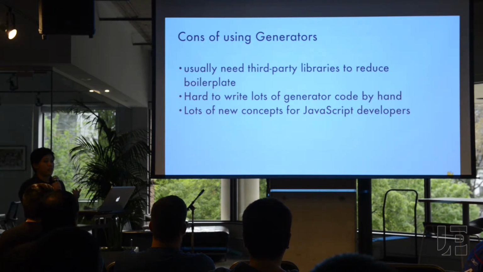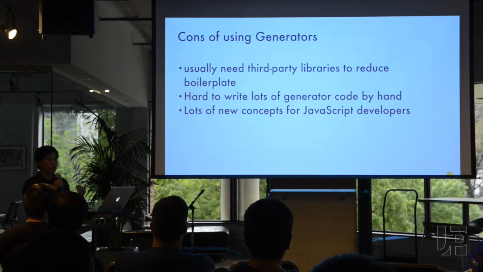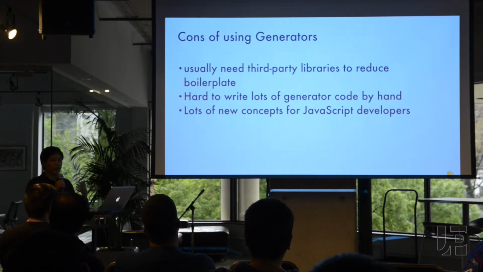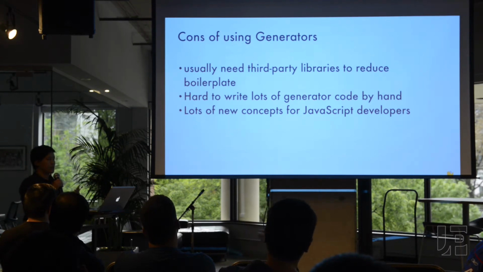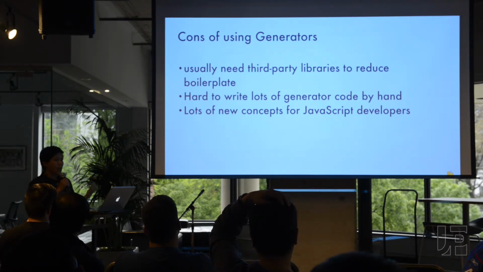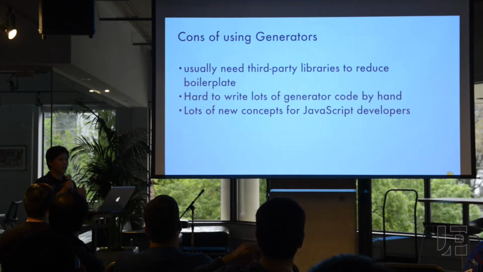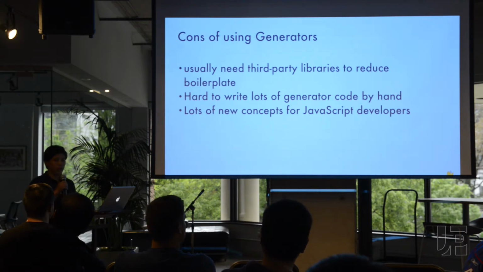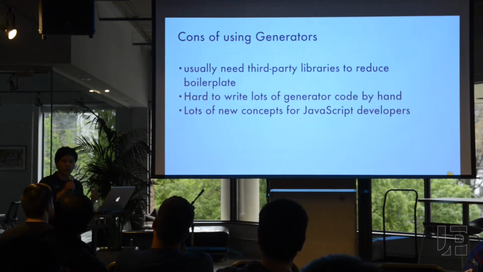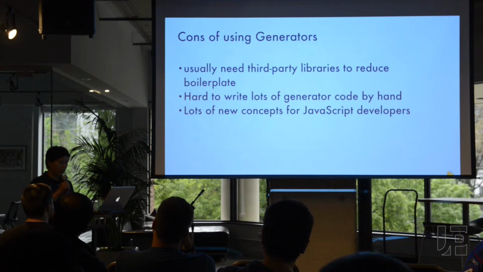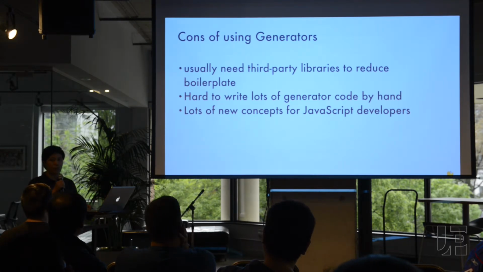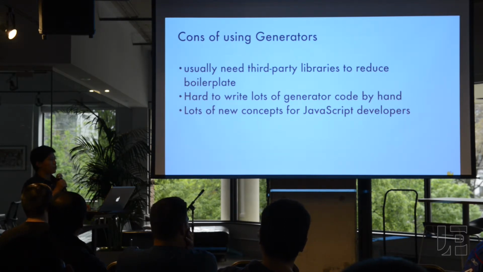The cons of using generators is that most of the time you don't use generators without third-party code. So I think a lot of people look at learning generators and they're like, I'm not really sure I can use this. And the answer to that is most people don't use it without a library to help them use it. The other downside is that it's a lot of new concepts if you're a traditional JavaScript developer. If you're coming from another language like C# or C++, you're probably familiar with generators. But for JavaScript developers, it's a lot of new concepts.